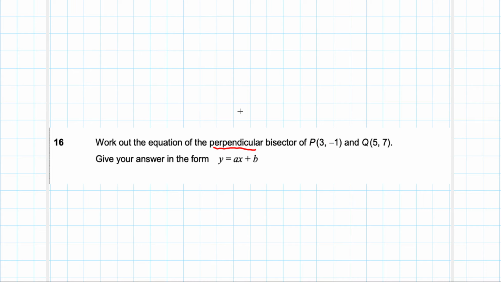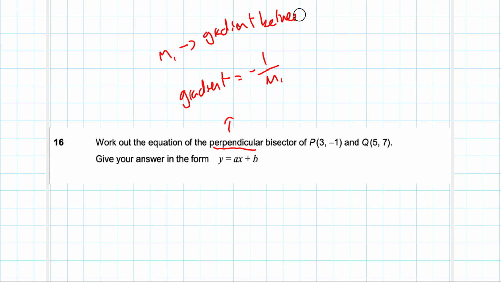So the first thing here is the perpendicular. That means that the gradient will equal minus 1 over m1, where m1 is the gradient between PQ. So if you had a line, your perpendicular one is going to be at 90 degrees, or is going to be the negative reciprocal of the original line.